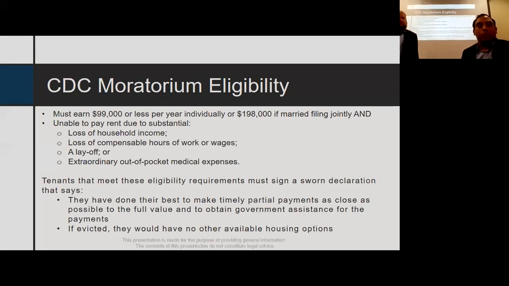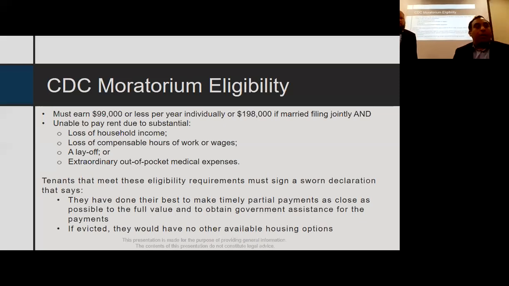But you have to be able to show that your household has lost income because of the pandemic, that you went from full-time to part-time, or that your salary got cut, or that you were laid off, or that you have incurred extraordinary out-of-pocket medical expenses. I think the consensus was that this was supposed to be a result of COVID, but in reality, there's not that differentiation. So if between March of 2020 and now you've had a whole bunch of medical expenses just in general, you may be able to qualify under the CDC moratorium if you meet all the other criteria.